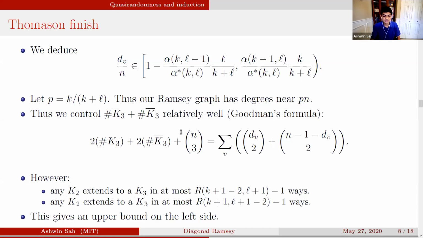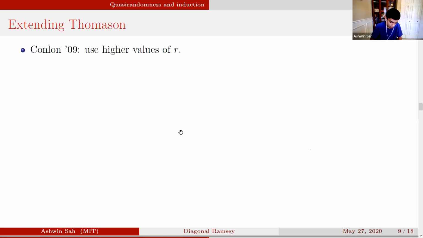Okay, so that concludes our discussion of how Thomason is getting this bound. And you can see he essentially only has to use this clique bound, as you might call it, for r equals 1 and r equals 2. So the way in which Conlon extends Thomason's framework is to use higher values of r.